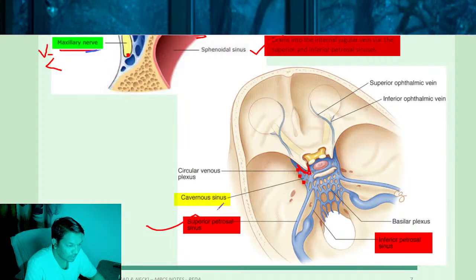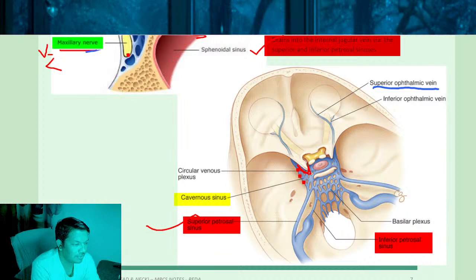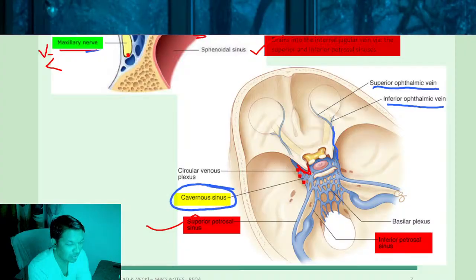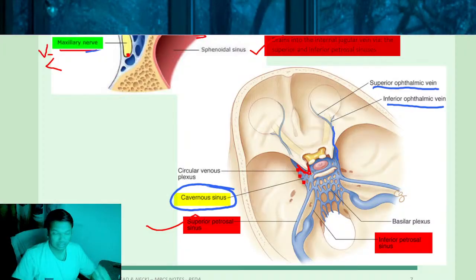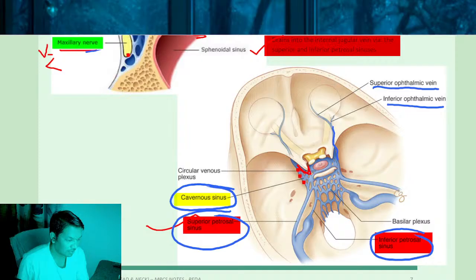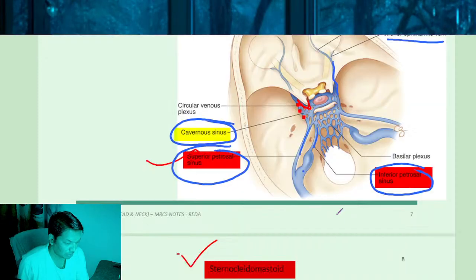Now you can see this is the superior ophthalmic vein and the inferior ophthalmic vein. They are draining into the cavernous sinus. And from there we have the superior petrosal sinus and the inferior petrosal sinus. Then we have the sigmoid sinus. We will see one by one.